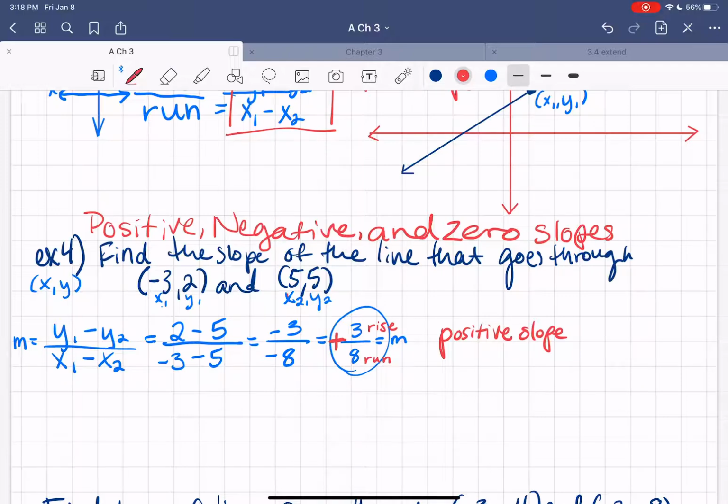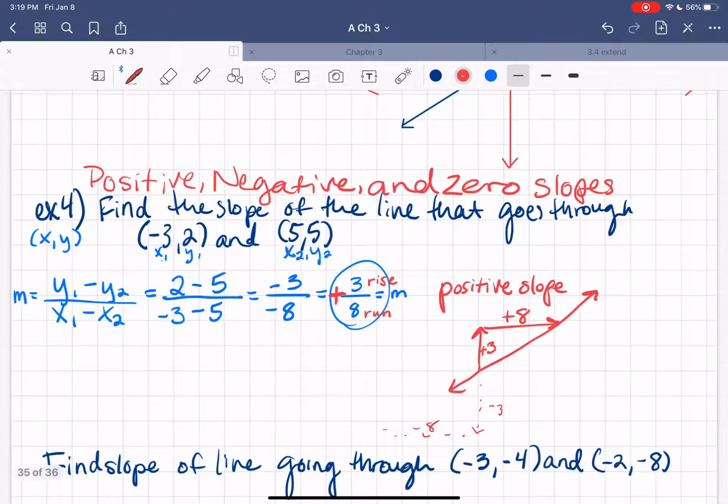So if we're going up 3 and then we're going over 8, we've got a slope that's kind of like that. Very, very general drawing there, so don't take it too seriously. But if it had said minus 3, I would go down 3. Okay? And then minus 8 would be back this way, because that's the direction on the number line. Make sense? So this is a positive slope.